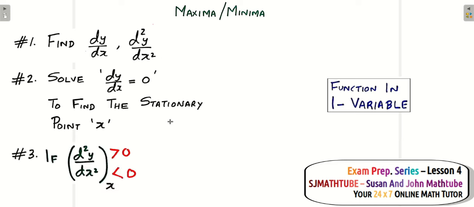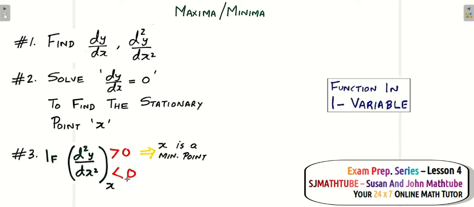Now what we do is calculate the bend. You might have noticed at the minimum point the curve tends to have an upward bend, a positive bend, and at the maximum point the curve tends to have a downward bend. So we calculate the bend. If the bend is positive, then x corresponds to a minimum, and if the bend is negative, then x corresponds to a maximum. Okay, that's it.